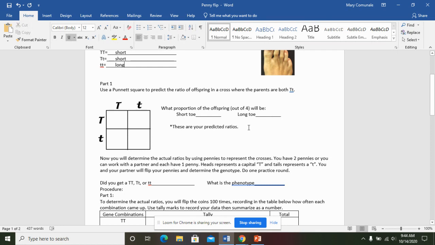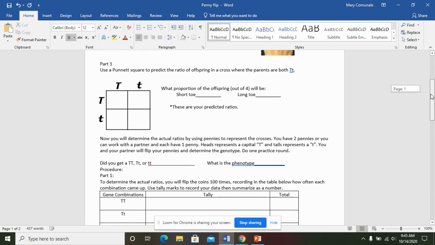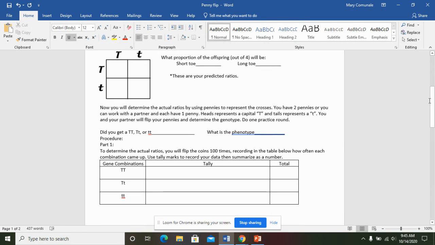So when we look at the portion of the offspring with a short toe, you're going to have a 75% chance, or 3 out of the 4 blocks. For a long toe, it's going to be 1 out of the 4, or a 25% chance, and you can figure that out by simply doing that cross.